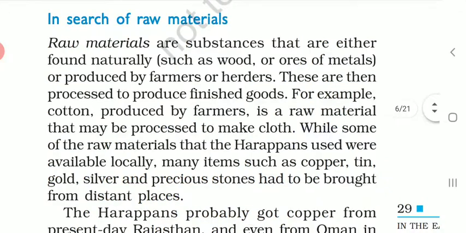So, here in this point, it is explained how the ancient people were trying to source raw materials like metals and different kinds of things. The raw materials and different substances were brought from distant places. Actually, they were found naturally, such as wood, and ores of different metals. Most of the time they were found naturally, or sometimes produced by farmers or herders. These are then processed to produce different kinds of goods.